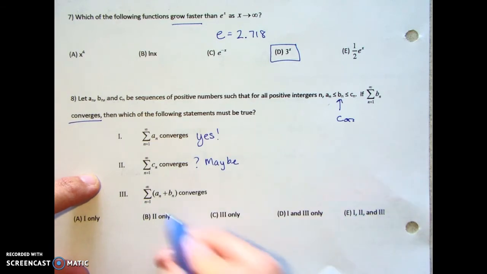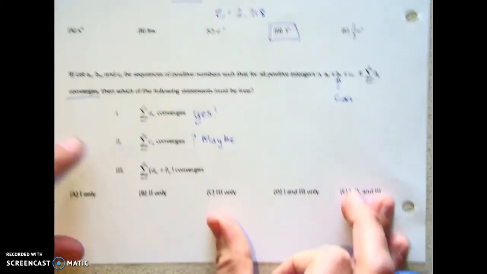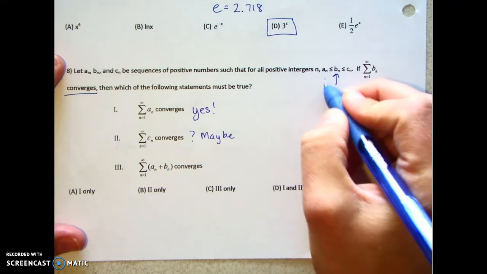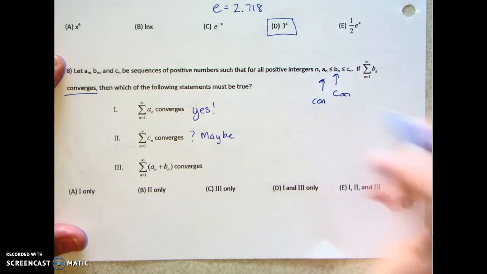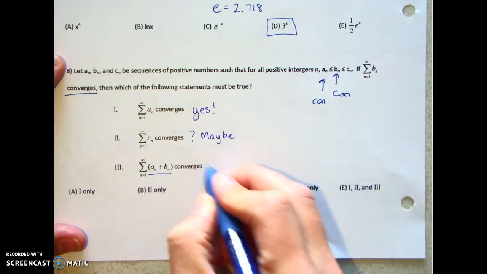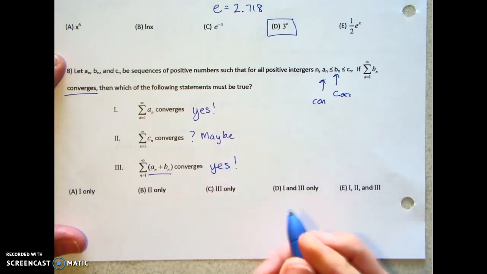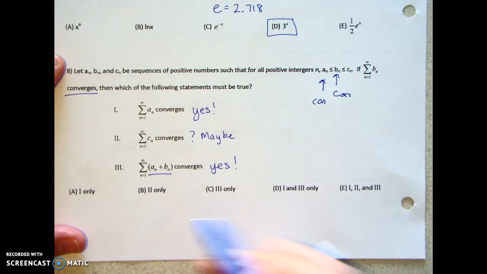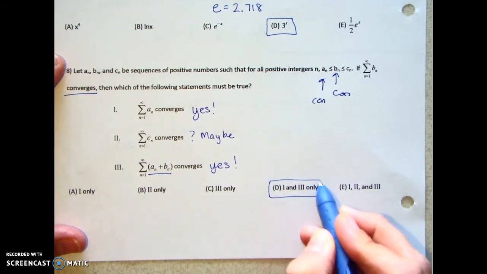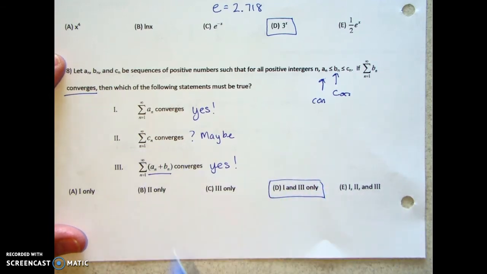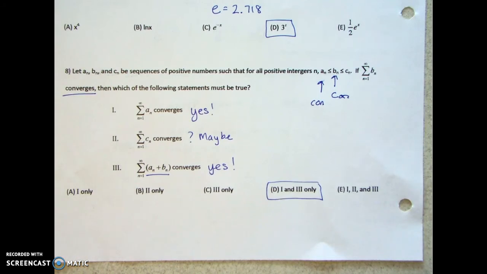Okay. What about a plus b converging? Think about that. Well, if two series both converge, then their sum does converge. So that's a yes. That was in properties. So 1 and 3 only, because number 2 is inconclusive. All right, that's pretty good.